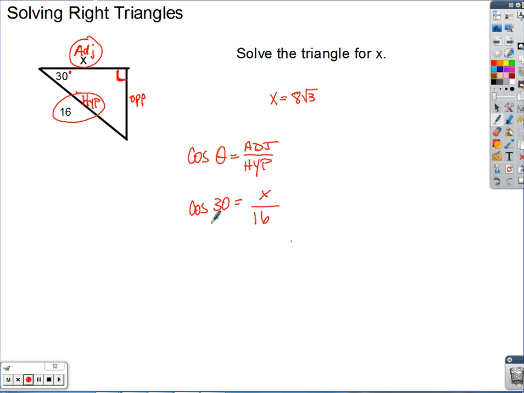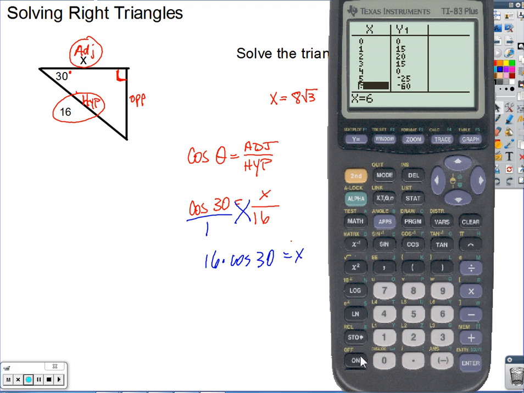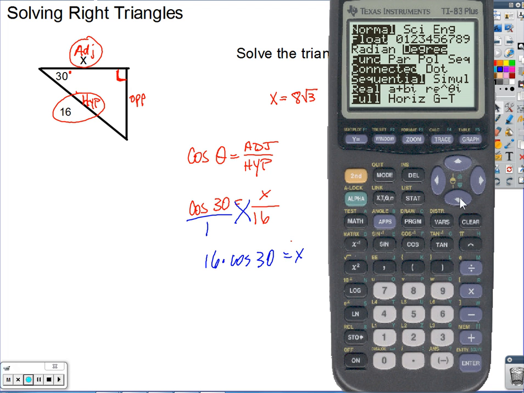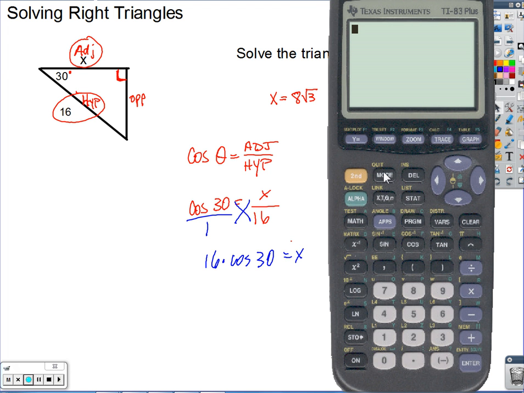And let's make this a proportion, cross multiply. So 16 times the cosine of 30 is going to equal x. You're going to need a calculator for that. Some people in the first test goofed up here. Don't forget, double check that mode. Go to mode, make sure you're in degrees. Anytime you're solving triangles, you have to be in degrees. So if I do 16 times the cosine of 30, I'm going to get the decimal version of my answer here, 8 root 3, which is 13.86.